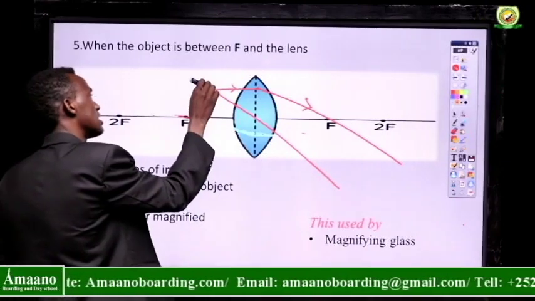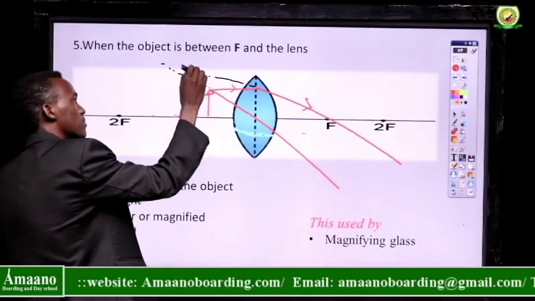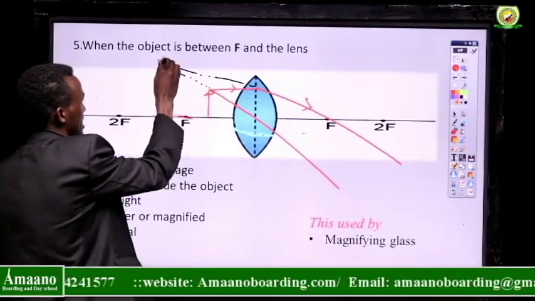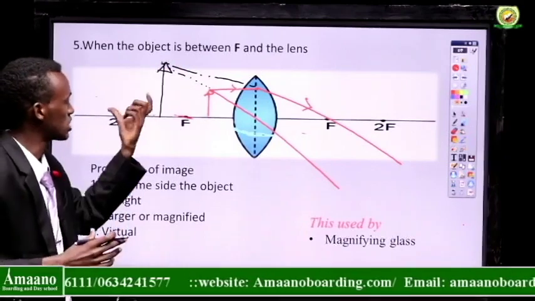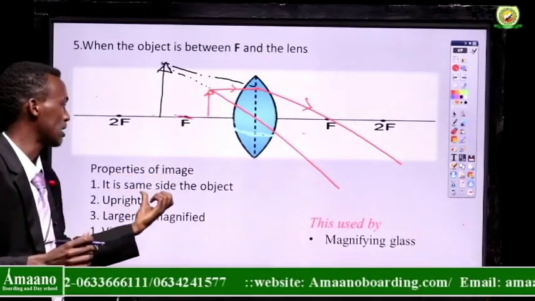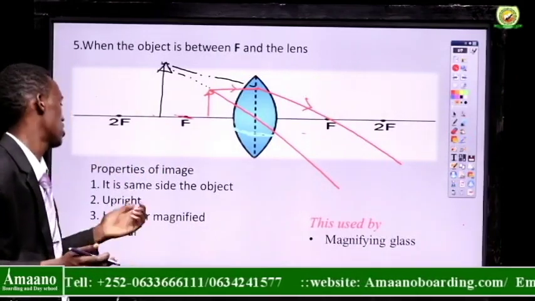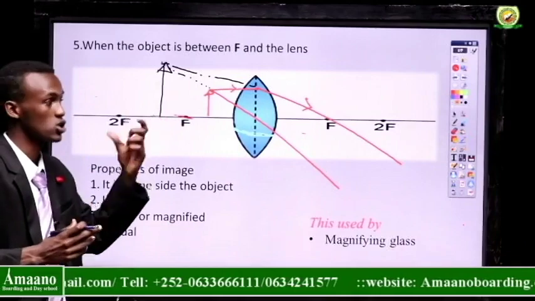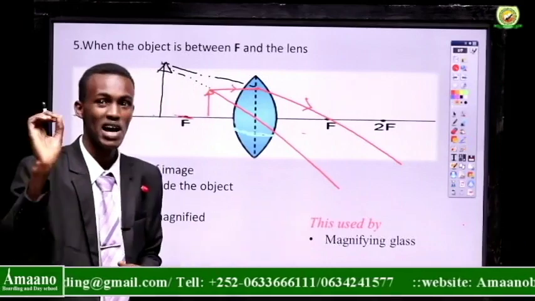Okay, but when this ray is extended backward and also this ray is extended backward, where they appear to intersect, the image forms. So this image is virtual. The properties of this image: it is on the same side as the object. It is upright, larger or magnified. It is virtual. So this image formation is used by the magnifying glass.